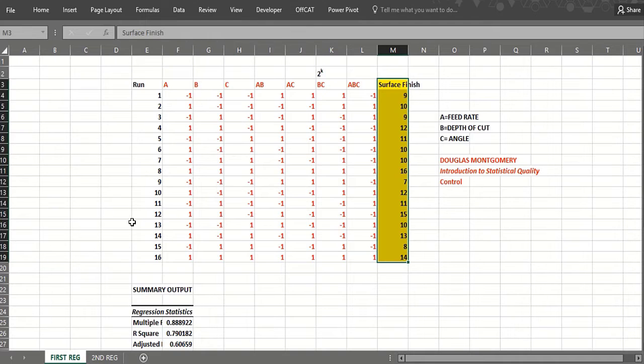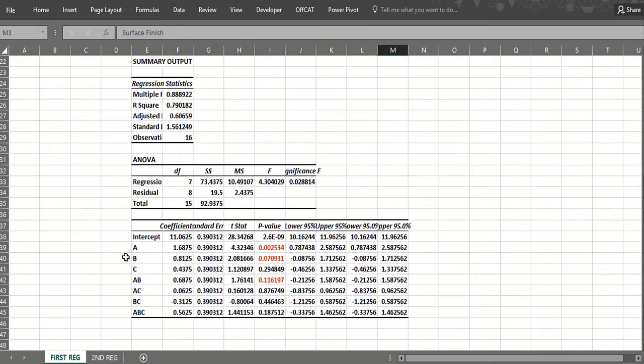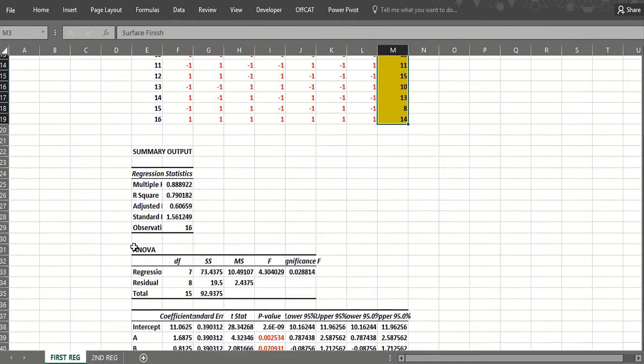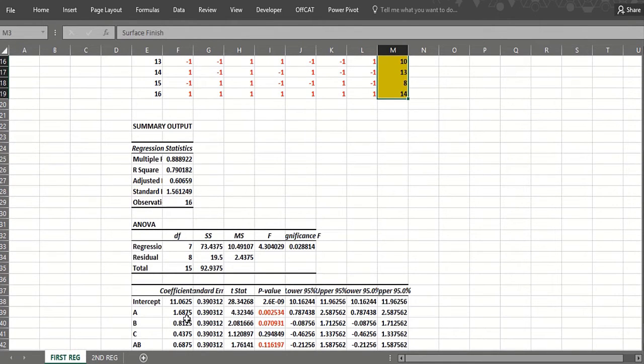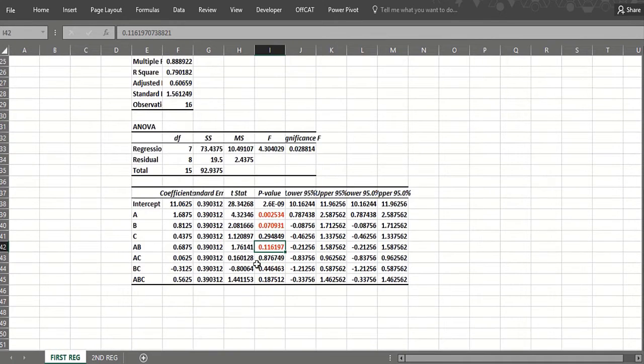Predict the yellow from the red, and here's what we get. R squared of 79%. Now we look at the p-values to see what's important. So A is important, low p-value, 2 in 1,000. B is important, 0.07. The AB interaction is borderline, 0.12. We'll leave that in. Nothing else seems to be important.